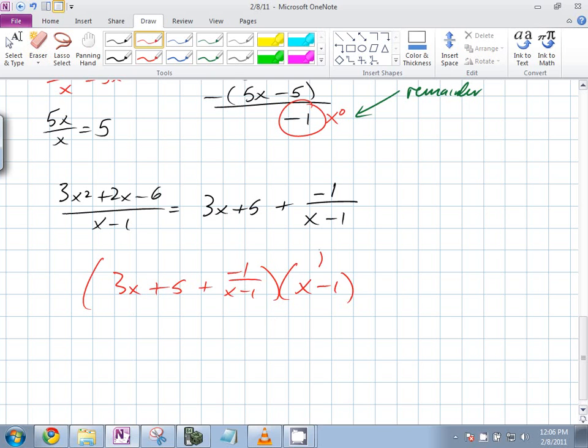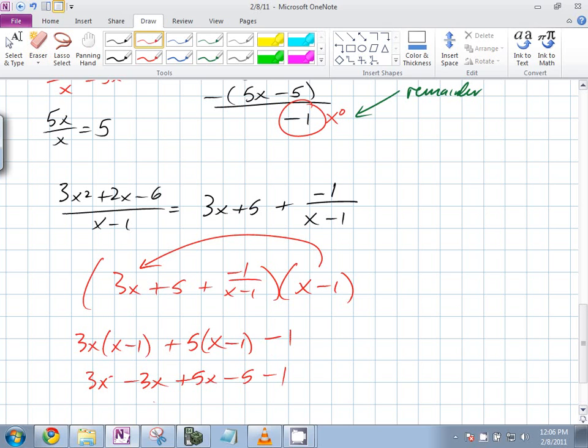Let's do that. So you have 3x times x minus 1. You have 5 times x minus 1, and then what do you have at the end? Minus 1, because it cancels with the denominator. You end up with 3x squared minus 3x plus 5x minus 5 minus 1. So you end up with 3x squared plus 2x minus 6. What is that? That is the dividend. So did we verify it's correct? Yes.